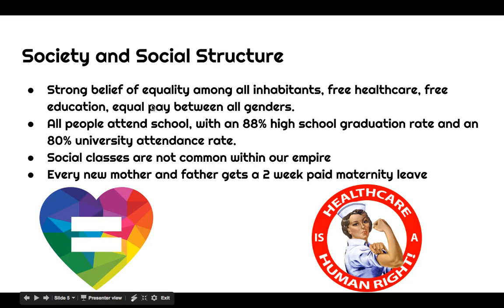Strong belief of equality among all inhabitants, free health care, free education, and equal pay between all genders are some of the social structures that we have. All people attend school with an 88% high school graduation rate and an 80% university attendance rate. Social classes are not common within our empire, but do occur sometimes. Every new mother and father gets 2 weeks of paid maternity leave.